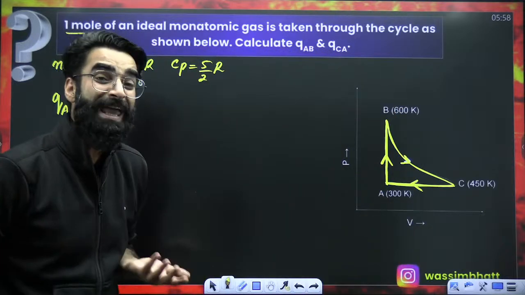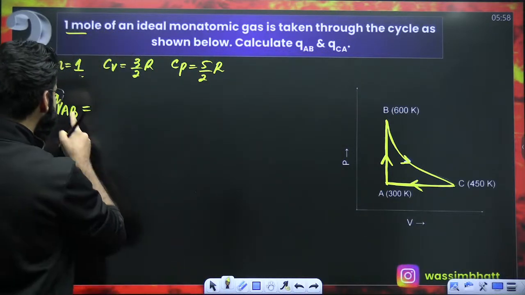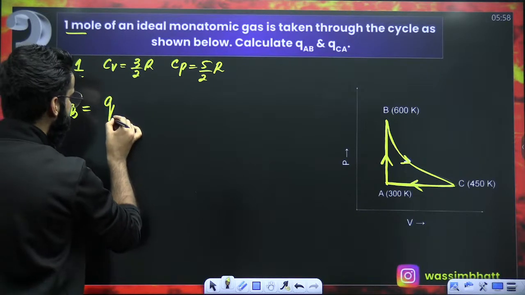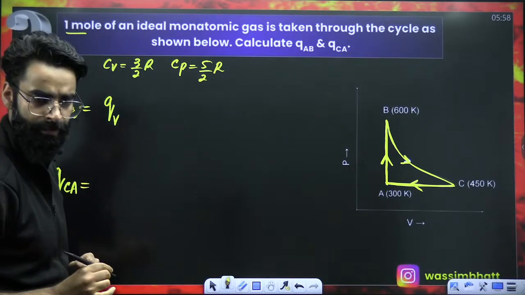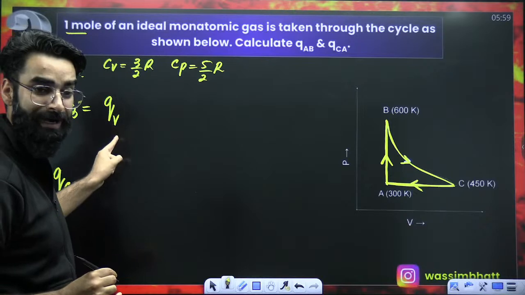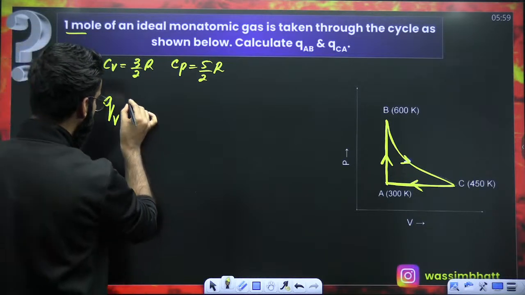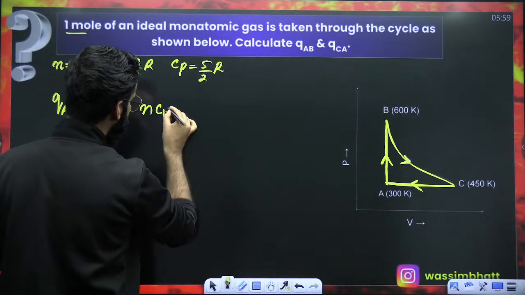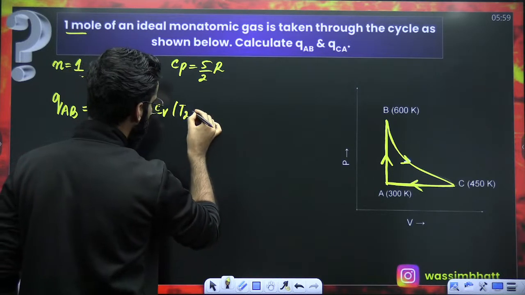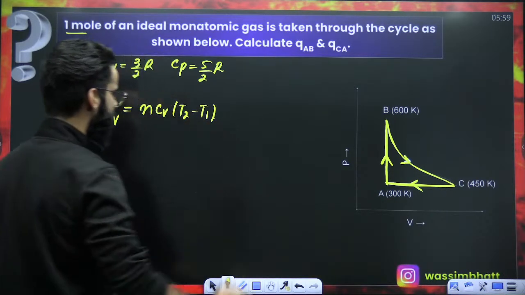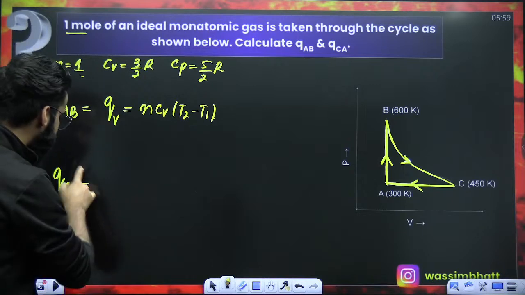So what is QAB then? QAB represents heat released or absorbed by the gas at constant volume. And for the ideal gas, you know, that has to be equal to nCV delta T, which is T2 minus T1. Perfect. Similarly, we have to calculate QCA.